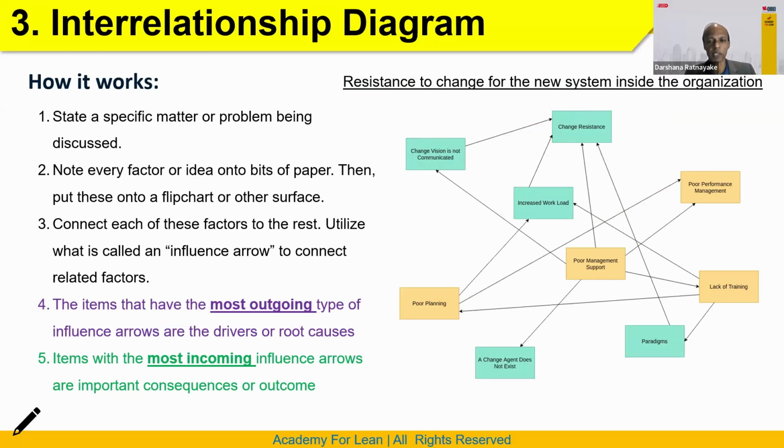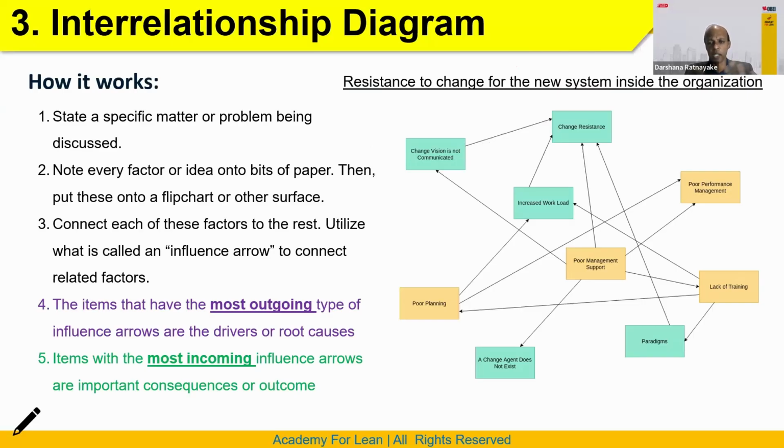That is what we do, number 3. Remember, our problem is change resistance. We think if we do this one, there can be resistance to change. Then we brainstorm, write all the ideas and connect them with the arrow. The arrow is called an influence arrow. The arrow starts from the cause and goes to the effect, the problem. Same as a fishbone.